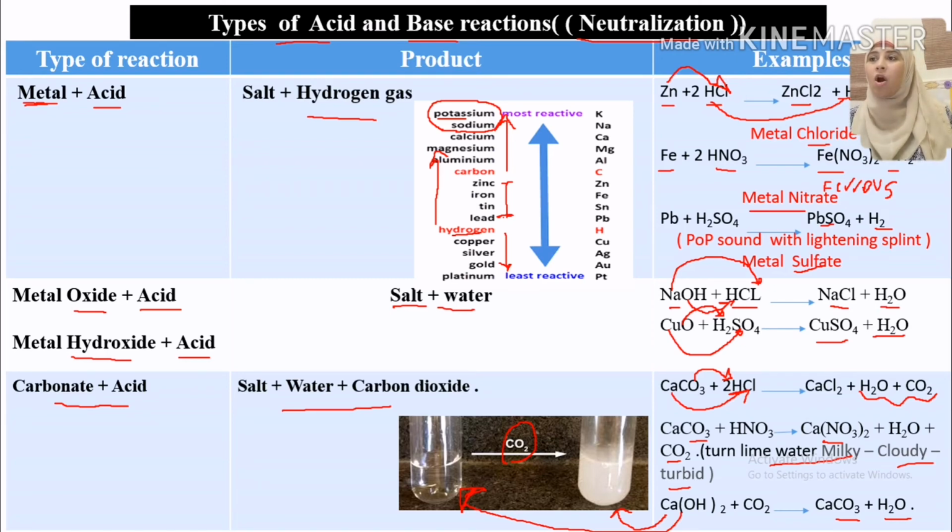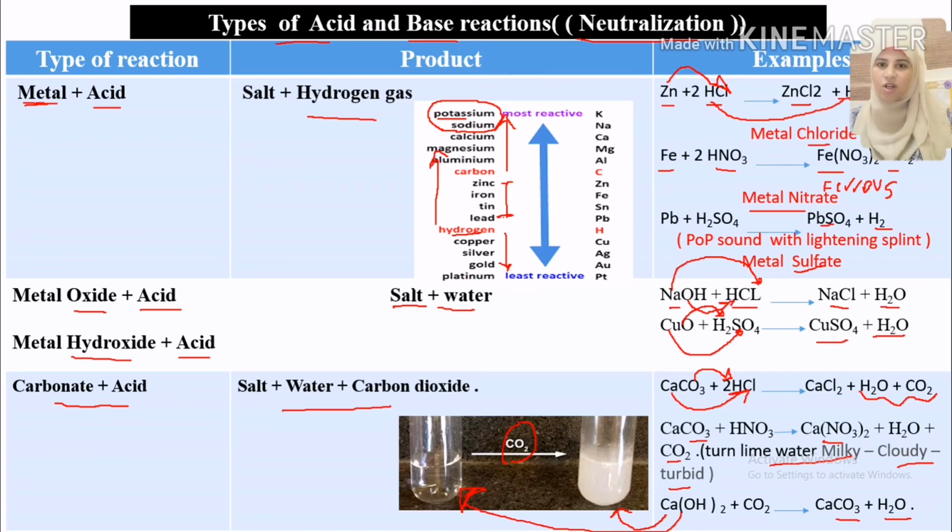We can say they are types of neutralization reaction. You must know all of these different types of reaction. You must practice how to write the equation between metal and acid, between metal oxide and acid, between metal carbonate and acid. In your home, you can start to write the equation between iron and hydrochloric acid, iron and nitric acid, iron and sulfuric acid, zinc and hydrochloric acid, zinc and nitric acid, zinc and sulfuric acid, and so you can try the equation between copper and hydrochloric acid and start to write.